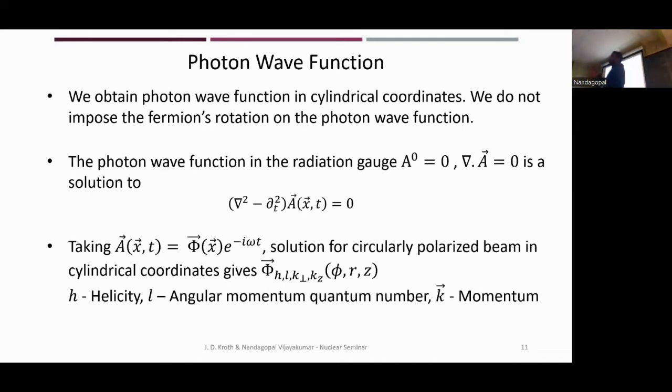Now the second step is to obtain the photon wave function, which is pretty standard. We use the radiation gauge and solve Maxwell's equations. But the important thing is we'll be solving for the vector potential in cylindrical coordinates, and we will not impose the fermion's rotation on the photon. So we'll be obtaining the photon wave function just in cylindrical coordinates. We obtain the wave function for a circularly polarized beam, and it has the following quantum numbers: h being the helicity, and the angular momentum, and k the momentum.